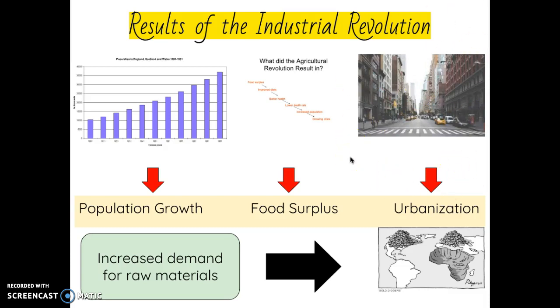Okay, so in addition to urbanization, with an increase in industry, we also see a demand for raw materials, which I've talked about a million times in this video already, as well as the search for new markets. So with demand for raw materials and a search for new markets, we also see a rise in imperialism and colonization throughout the world as well. And that is the Industrial Revolution.